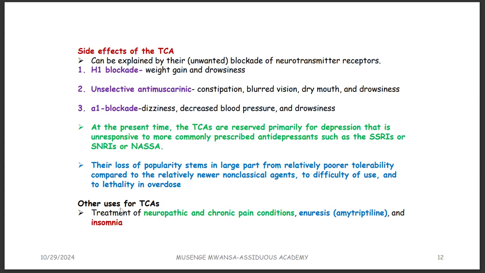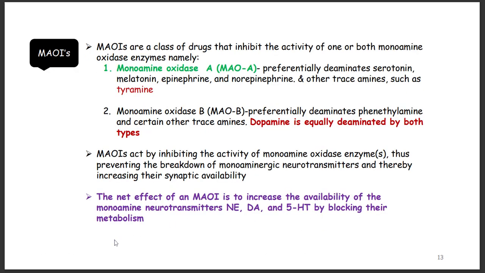So what are other uses of tricyclic antidepressants? Specifically, I had mentioned, say, amitriptyline is used in bedwetting for those who are bedwetting, and then also pain like neuropathic and chronic pain, and also lack of sleep, insomnia. You can use these guys. So three things: pain, neuropathic and chronic, enuresis, and insomnia.